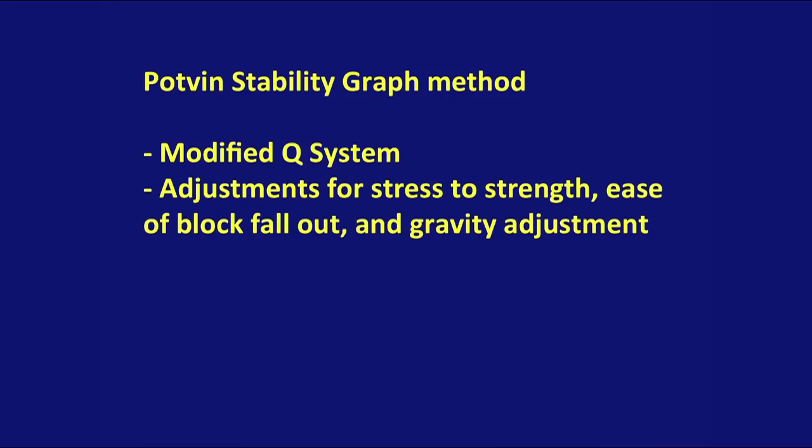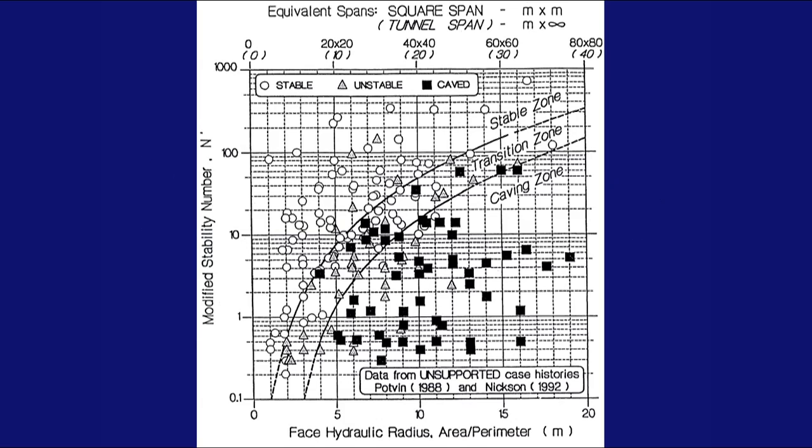I mentioned the Matthews-Potvin method. Potvin produced a stability graph method. It's a modified Q system. Instead of two of the Q parameters, it introduces two others, and those are the adjustments for stress to strength and the ease of block fallout and gravity adjustment. Slide 93 gives you a graph which corresponds with Laubscher's graph. It shows the modified stability number N, which comes from the stability graph calculation. And on the horizontal axis, again, you have the hydraulic radius.